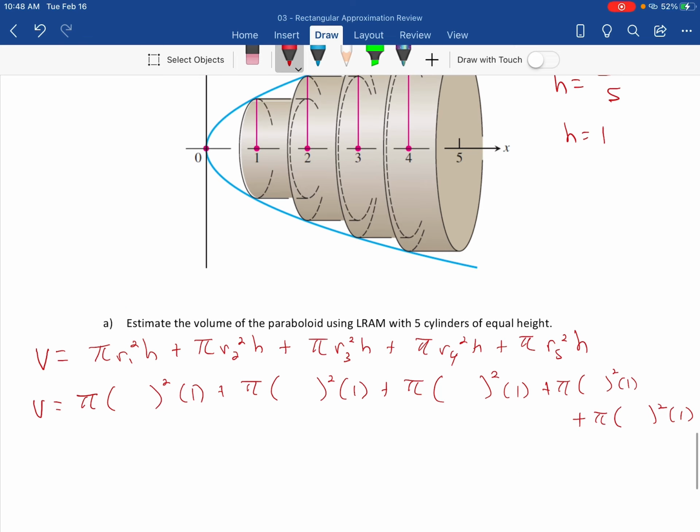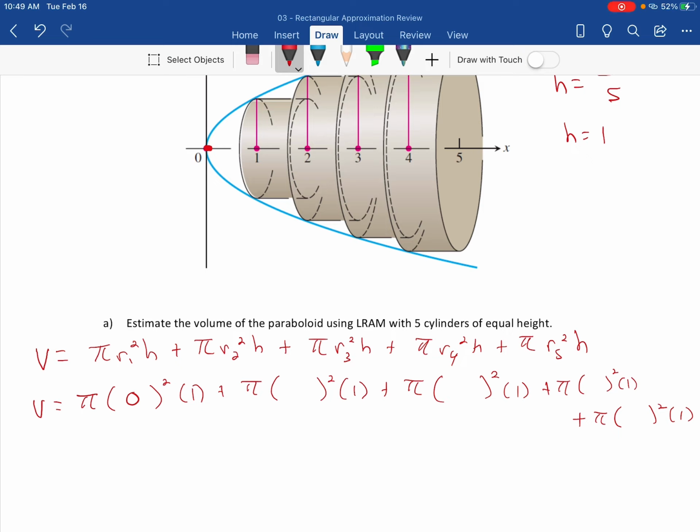So let's talk about the radius of each cylinder. Now, the radius of the first cylinder, because we are evaluating at 0, its radius is 0. So we get this first cylinder, which really doesn't even exist. There's not even really a cylinder we're going to use to do that first estimate, which might lead you immediately to go, LRAM's a really bad choice here.